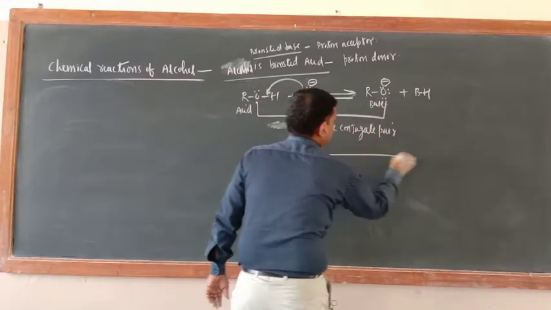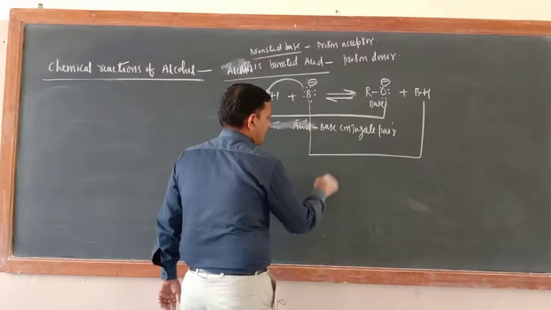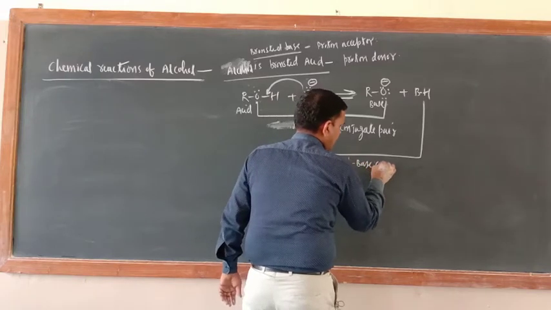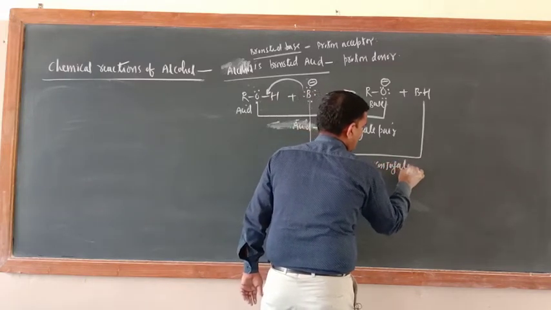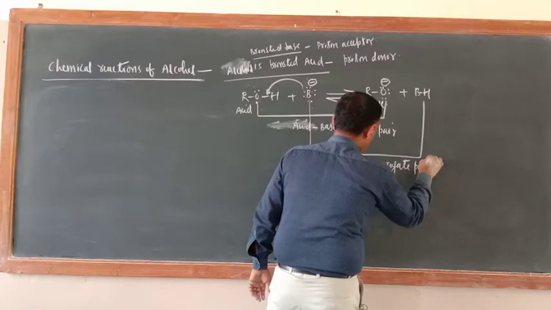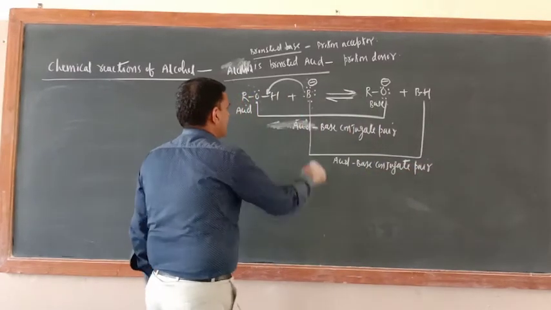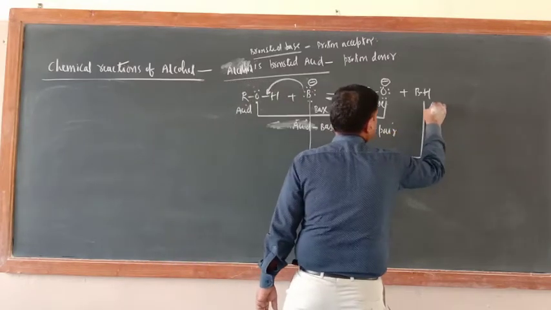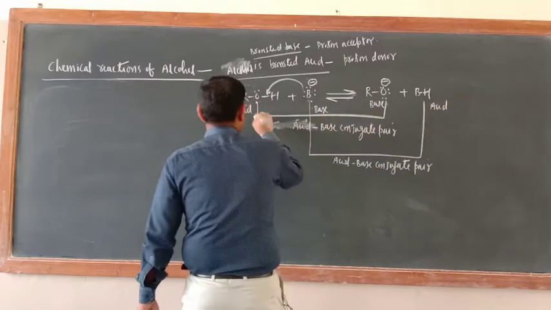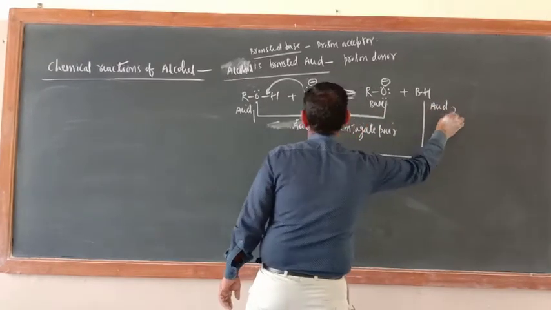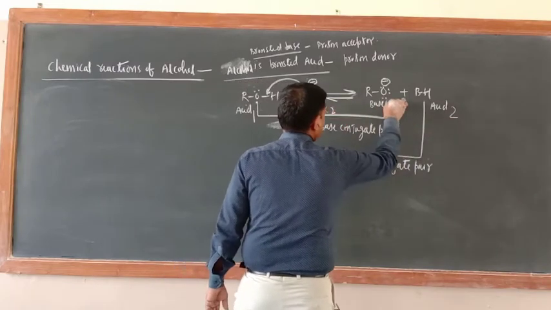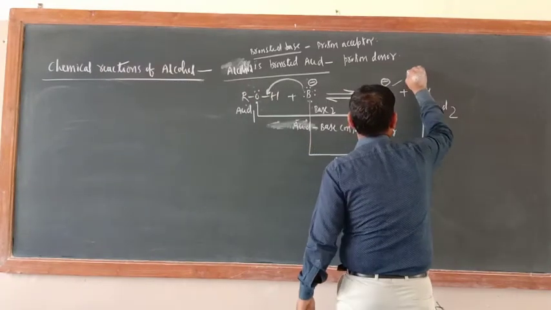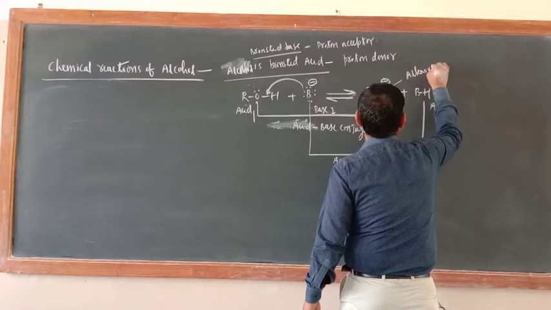Similarly, between this one and this one, there is a difference of one proton. So they are also an acid-base conjugate pair. Here, this is base and this is acid. Now this is acid 1, so this is acid 2, this is base 2, this is base 1, correct? Now this one is the alkoxide ion.